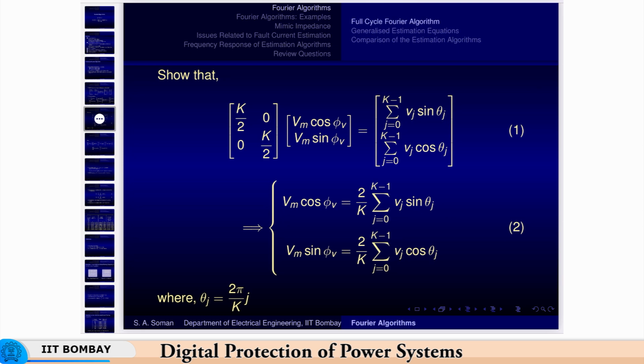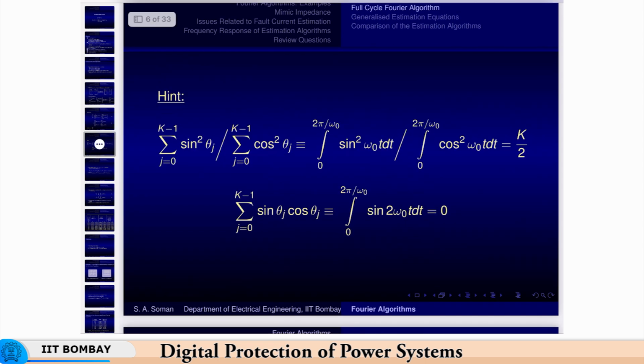So, this is what we derived: Vm cos phi v is this, and Vm sin phi v is this part. Okay. So, this is what we just derived, but in the integral form. Okay. So, this is the Fourier algorithm here. Now, this is what we solved here.